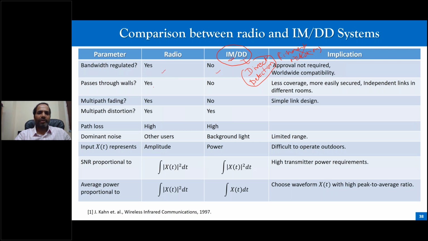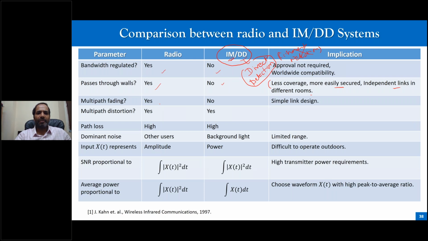Does the radio signal pass through walls? Yes, it passes through walls. This IMDD system does not pass through walls. The drawback of this is less coverage, but it is secure. You can have independent links in different rooms. So this has both good points and bad points.